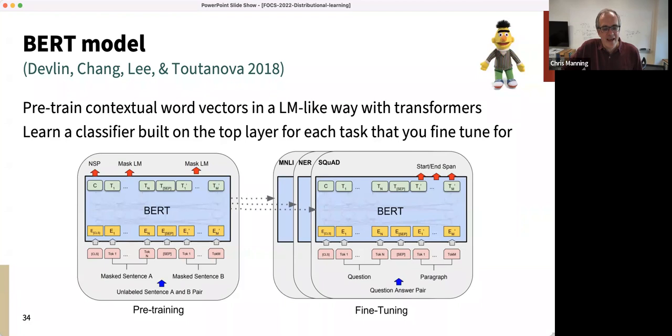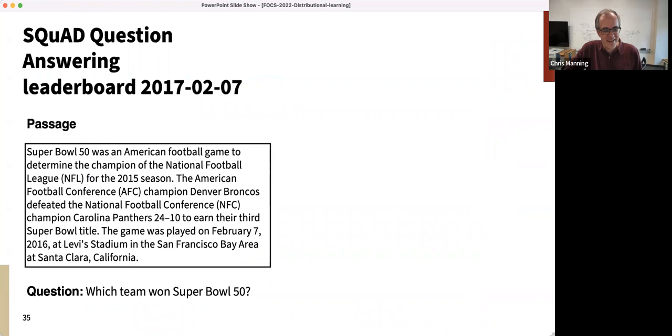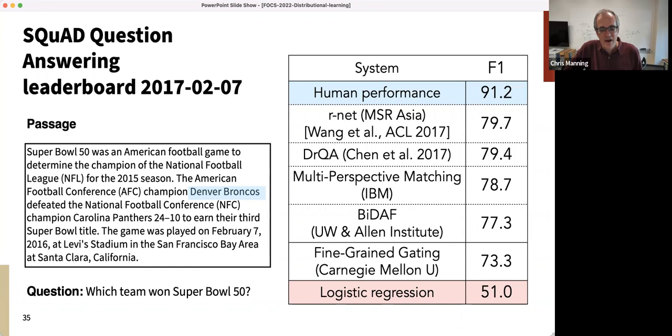To show you just one example of the success of these models, a popular task has been question answering. This is like middle school reading comprehension. There's a passage and you ask a question like which team won Super Bowl 50, and you can hopefully read the passage and decide it's the Denver Broncos. In the 2015, 16, 17 period, it was shown that neural models based on recurrent neural networks could do this much more successfully than conventional statistical machine learning systems. So rather than getting about 51%, they were getting accuracies in the high 70s.